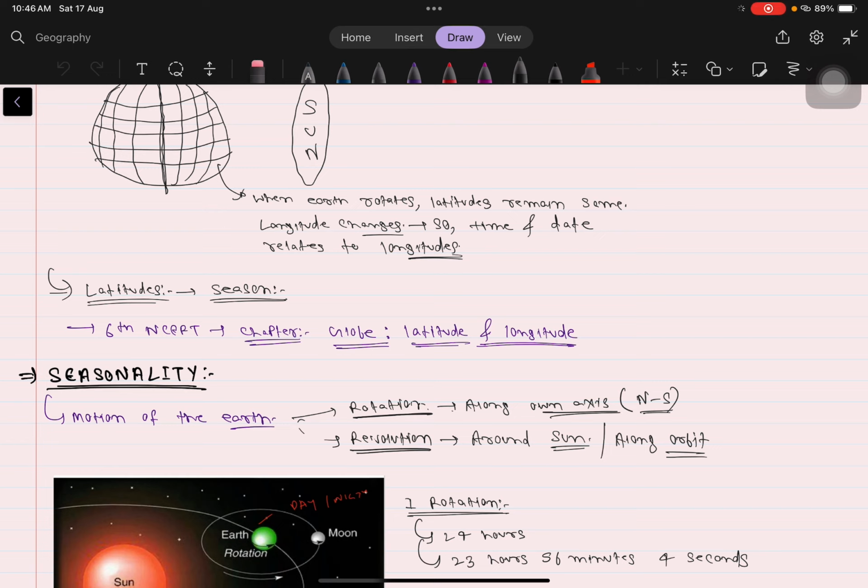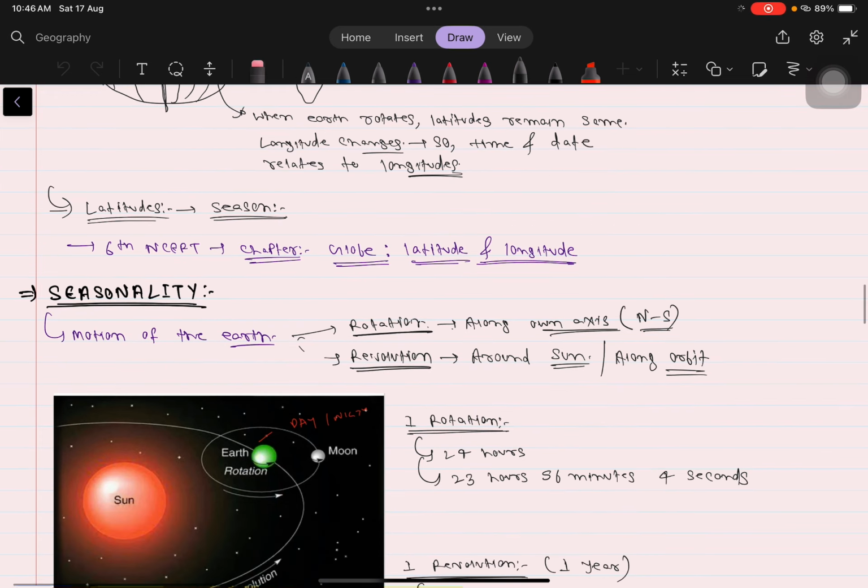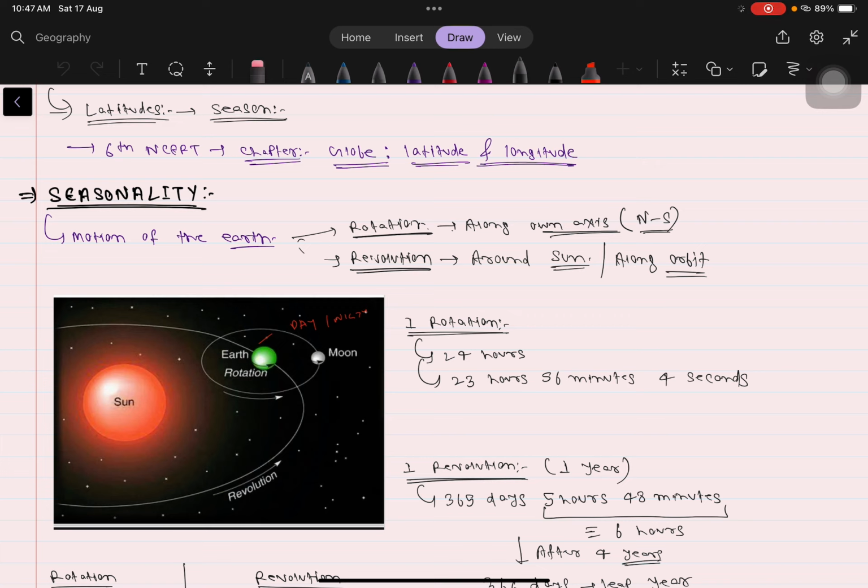Now coming to seasonality. Seasonality means change in the season, and it mainly depends on the latitudes. We know that the motion of Earth happens in two ways. The first motion is that Earth rotates on its axis, that is the north-south axis, from west to east. The second motion of the Earth is along the orbit, that is around the sun. One rotation of Earth on its axis takes 24 hours, but it is actually 23 hours 56 minutes and 4 seconds.